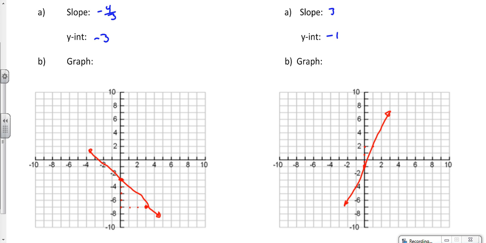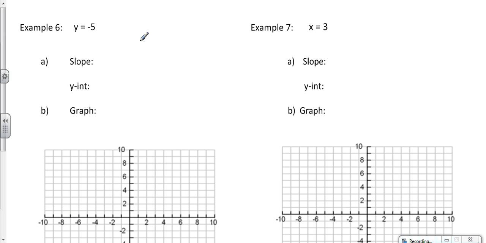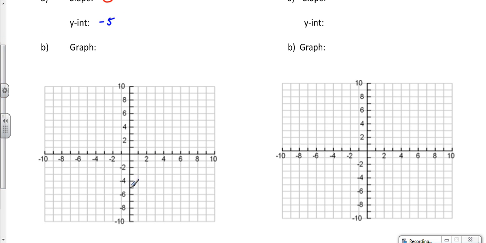If we look at the special cases, we're talking about y equals. Remember we talked about this, y equals means it's intersecting the y-axis, so it's going to be horizontal. So horizontal lines, the slope is 0. Y-intercept is wherever it crosses the y-axis. So in this case it's at -5. So we go down here, -5 is the y-intercept, and the slope is 0.